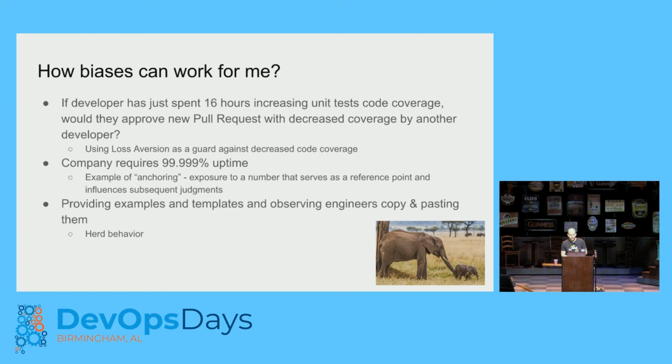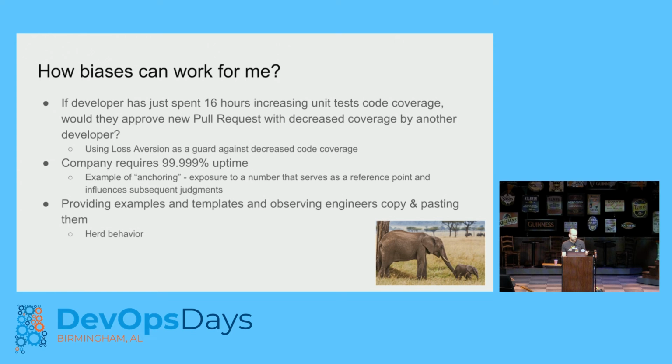So I gave you so many examples of what's wrong with biases. Now the question is, can biases work for me? Obviously not all biases are wrong. So first example: if a developer has just spent 16 hours increasing unit test coverage, would they really approve a new pull request which would decrease coverage? And that's where you're actually using loss aversion to guard against decreased coverage.